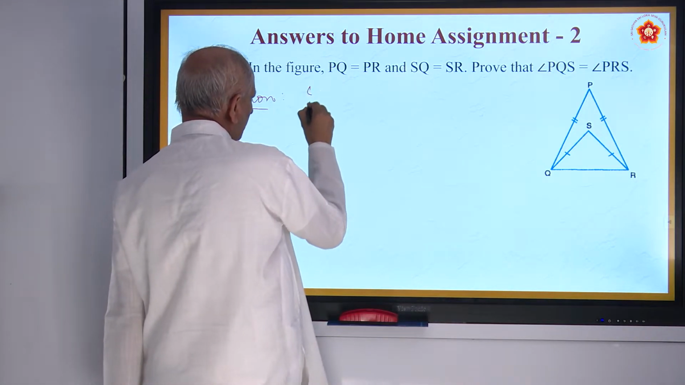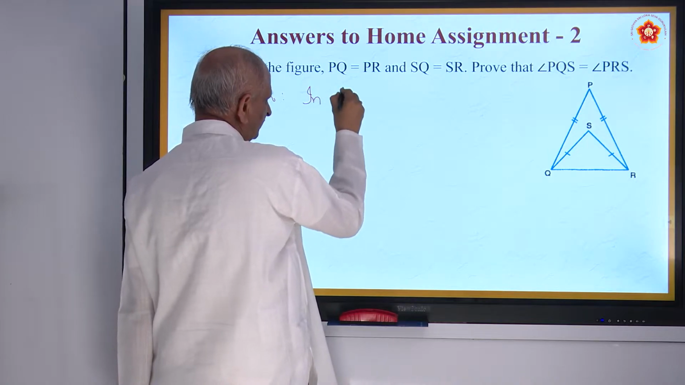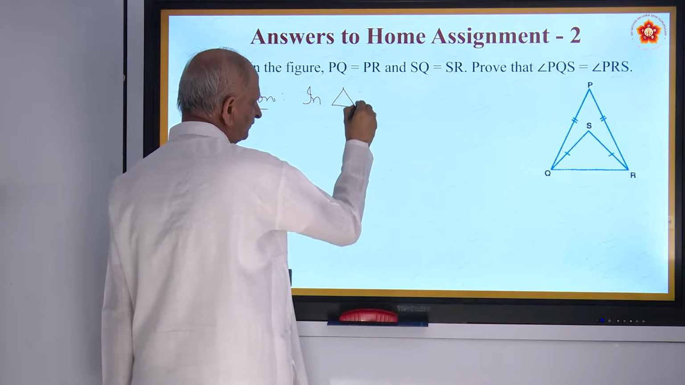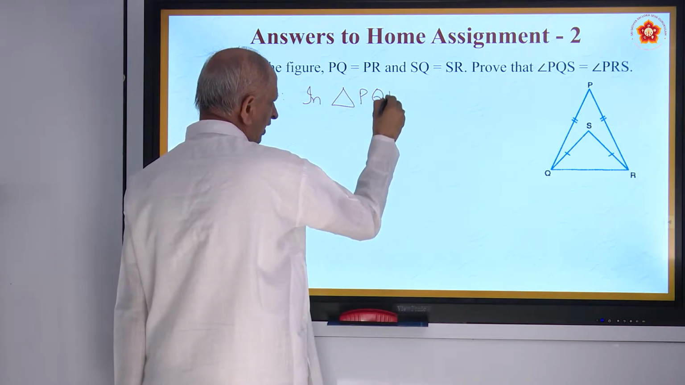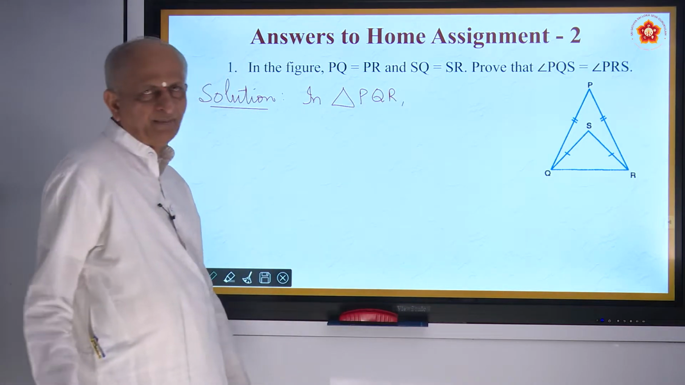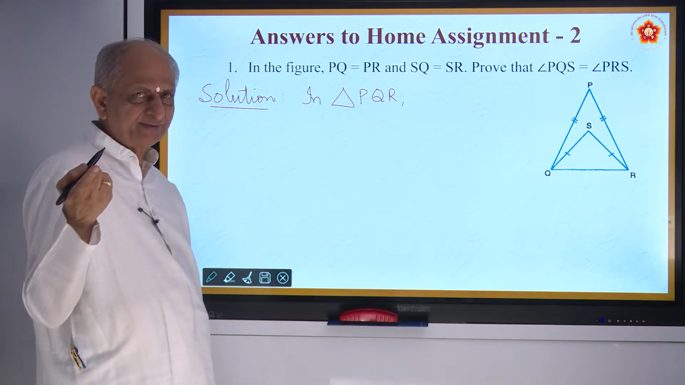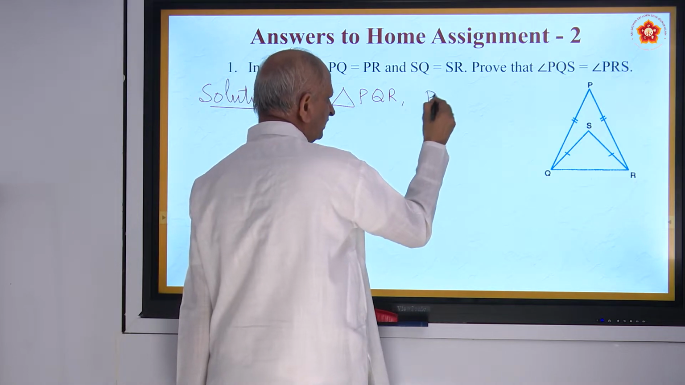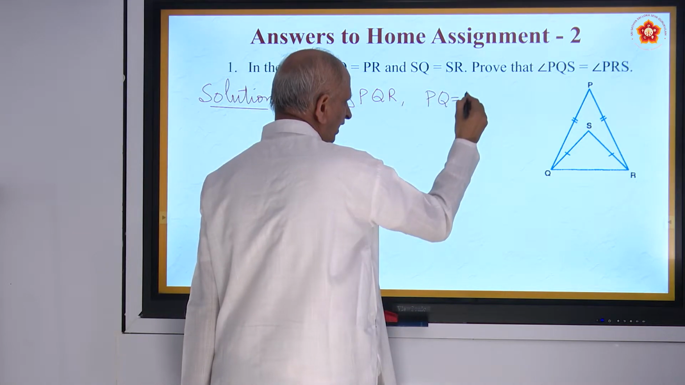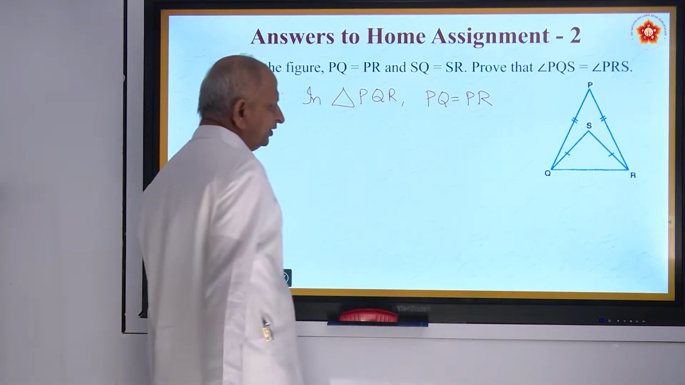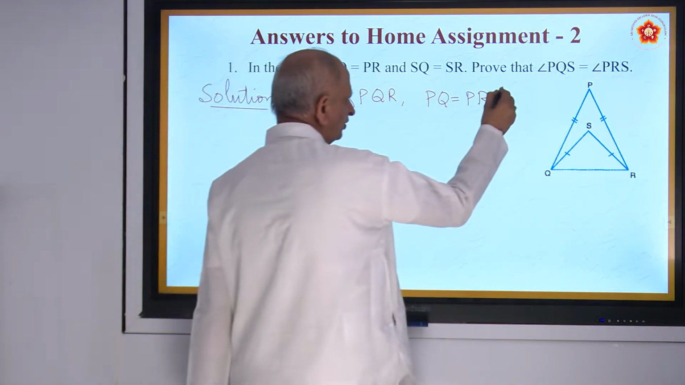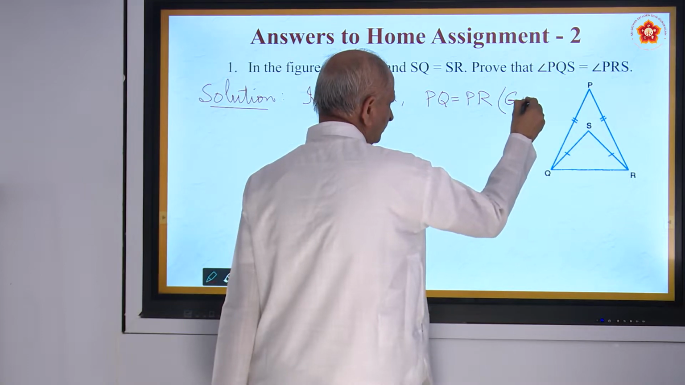So here we have got a triangle. Two triangles are there. One is called the bigger triangle. What is the name of that? In triangle PQR, can you name what type of triangle it is? Yes, it is an isosceles triangle. Why is it isosceles? Because PQ is given equal to PR. So that is given.